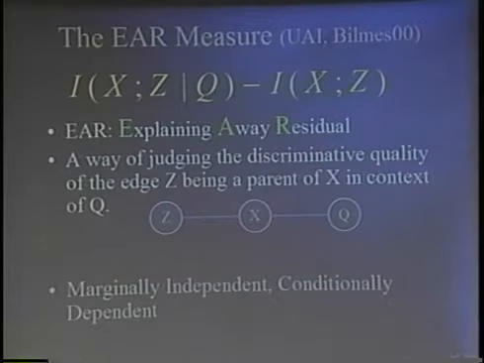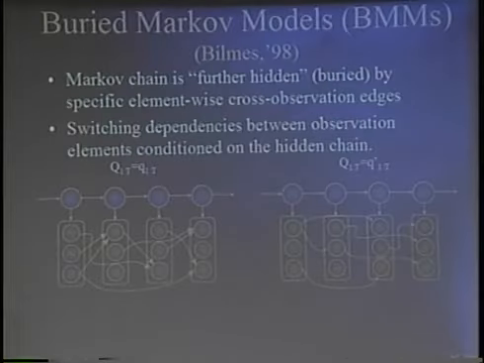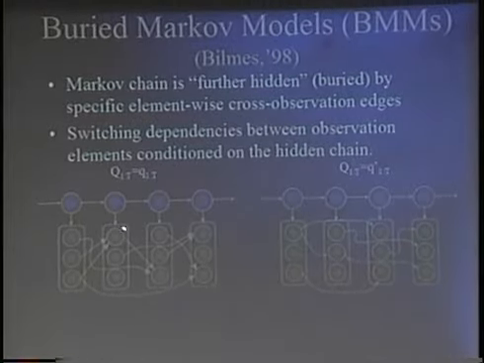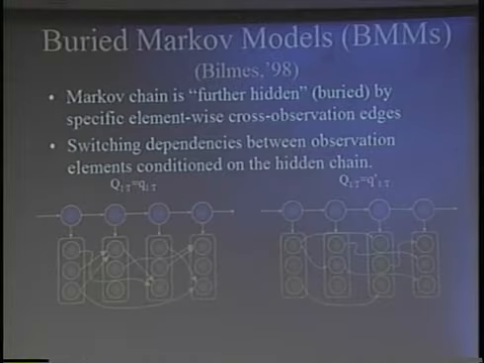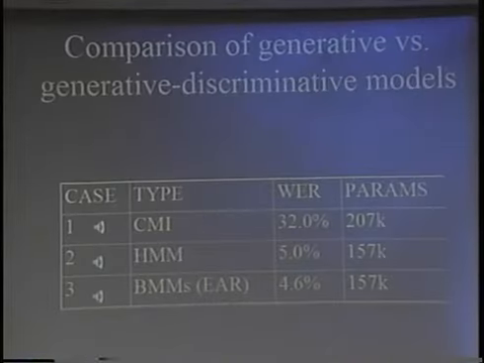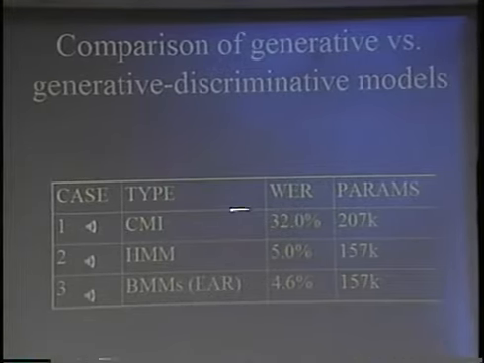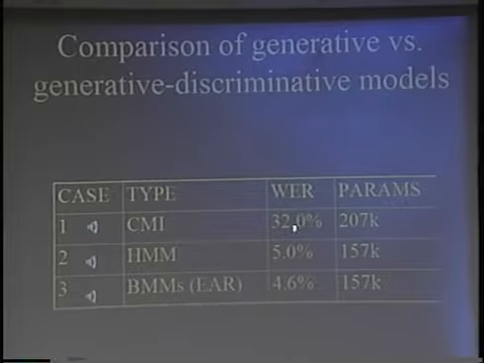You want this guy to be large and this to be small. And this is the motivation behind buried Markov models, which is basically a hidden Markov model that's been augmented by dependencies between successive observation features. And this was applied to speech recognition in a number of cases, and this is an example of the baseline hidden Markov model on a standard speech recognition set. If you measure the loss without the discriminative procedure, the error rate goes way up. And if you measure the loss using the EAR procedure, the error rate goes down without any increase in the number of parameters.